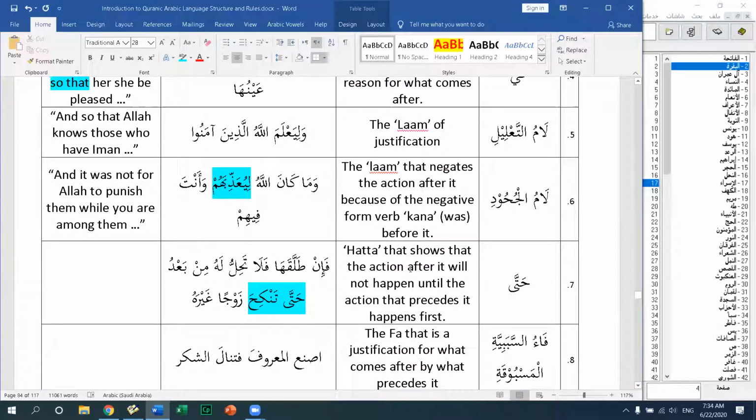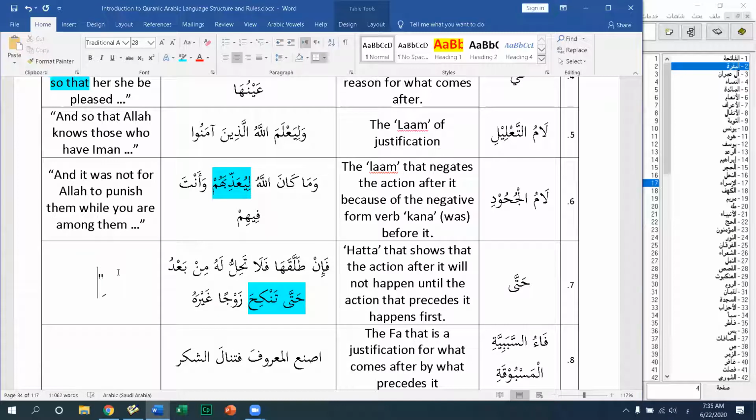Hatta shows that the action after it will not happen until the action that precedes it happened first. So that's how we use the word hatta in this context. فَإِن طَلَّقَهَا فَلَا تَحِلُّ لَهُ مِن بَعْدُ حَتَّى تَنْكِحَ زَوْجًا غَيْرَهُ. So this verb تَحِلُّ will not occur until the verb tankiha, which comes after hatta, occurs first. That's what I meant here in this explanation. Let me translate this ayah first. I didn't translate it here.